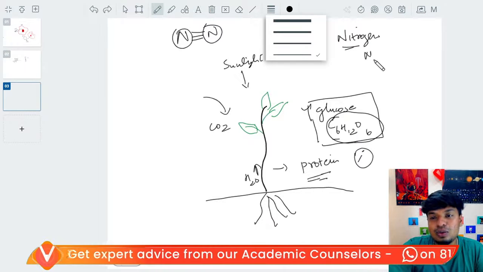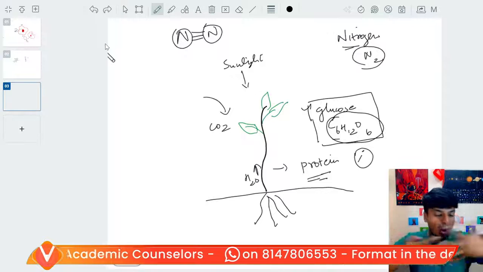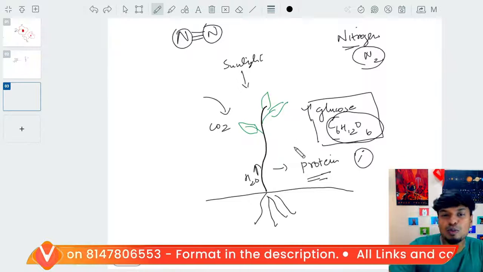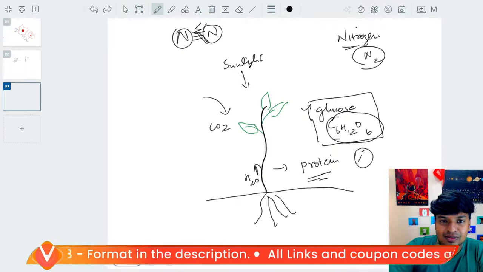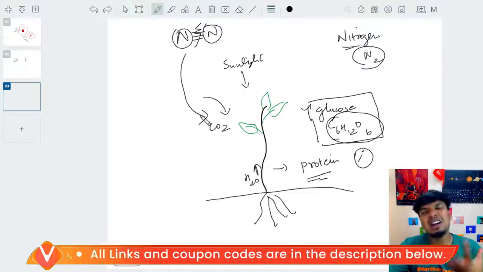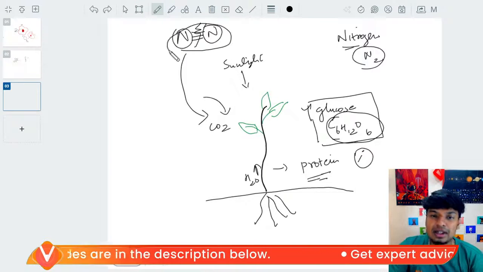It's N2. This is nitrogen, right? There are 2 atoms of nitrogen bonded very strongly. Only if you break this, you can use this nitrogen, but plants cannot break it. So how to break this nitrogen molecule?